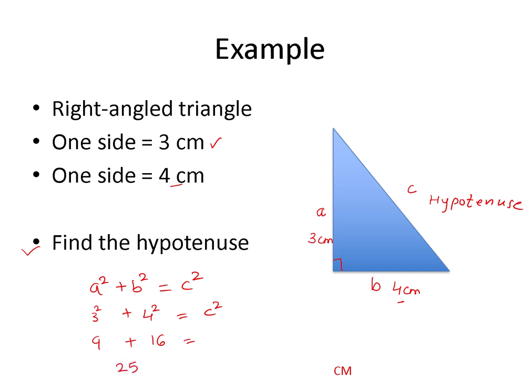Okay, and now you have the C square here. Now we need to remove the square. So what's the opposite of square? Opposite of square is square root. You will say square root of 25 and square root of 25 will be 5. So this is your final answer.